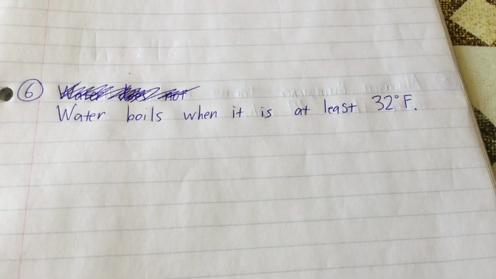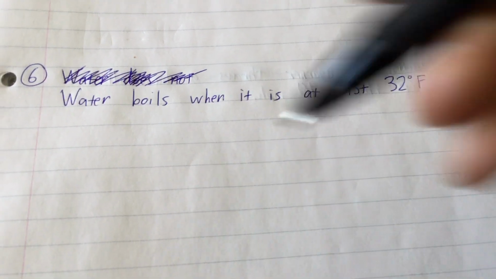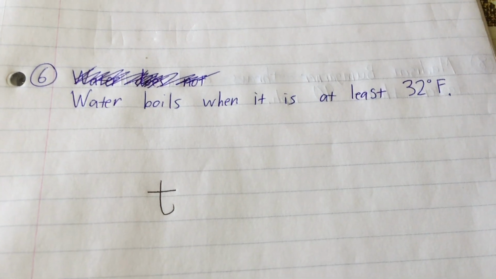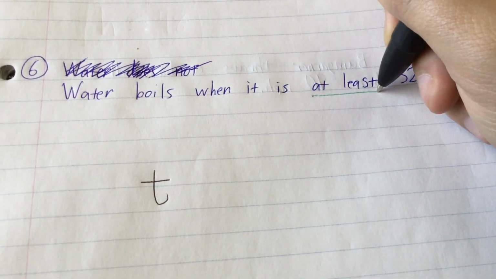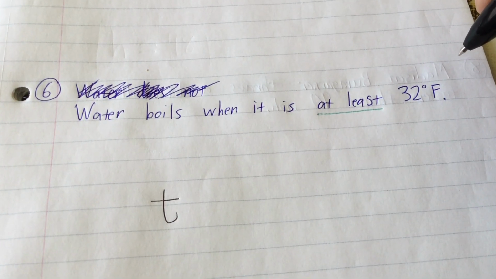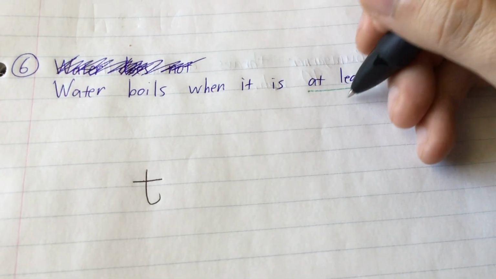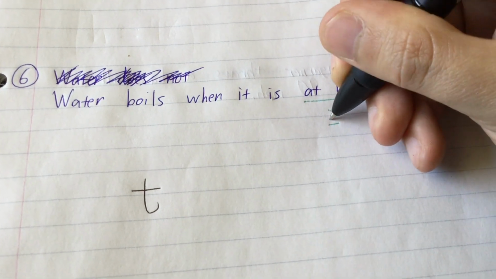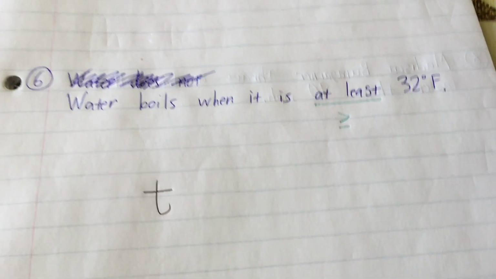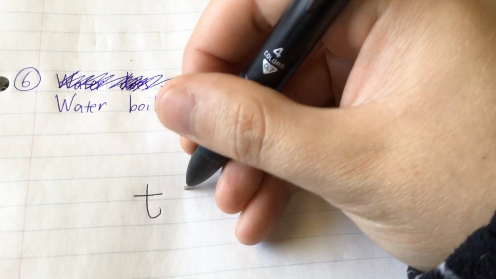Water boils when it is at least 32 degrees Fahrenheit. We're talking about temperature, so I'm going to say T. So I pay attention to this description: at least. What does at least mean? Greater than or equal to. So if my temperature is greater than or equal to the endpoint.